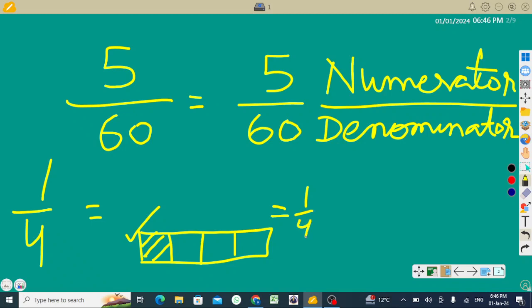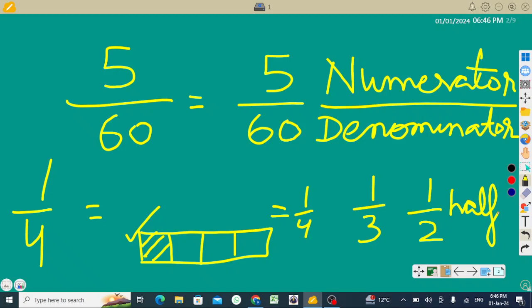Similarly, if you take 1 part out of 3, that will be 1 upon 3. And 1 part out of 2 will be 1 upon 2, which is called half. I think everybody can understand this fraction: if you make 2 parts of something and you take one, that is 1 upon 2. That is half.